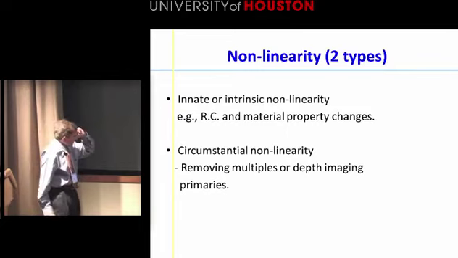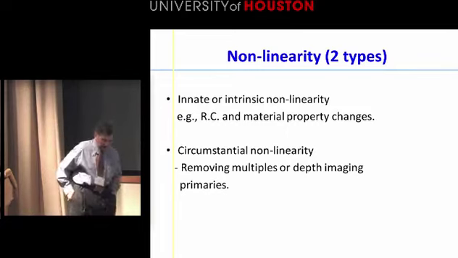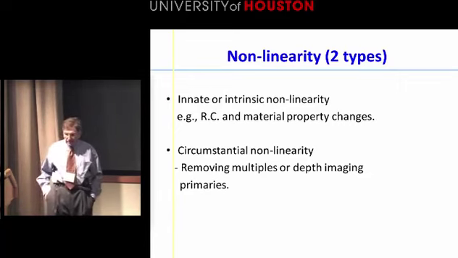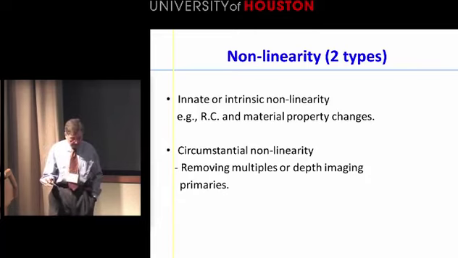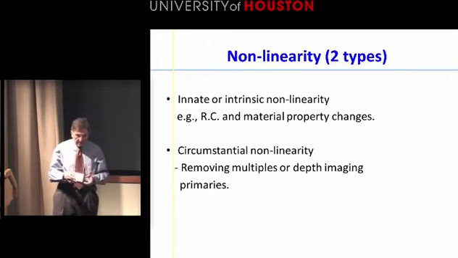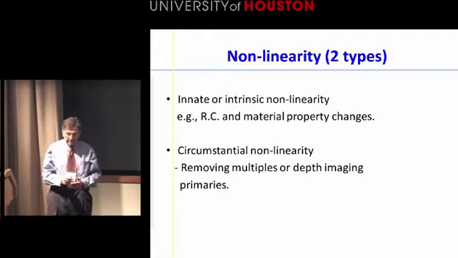There's another kind of nonlinearity that is circumstantial. For example, if you want the depth of a reflector, and if you know the velocity structure enough to locate it, then the location of that is linear.